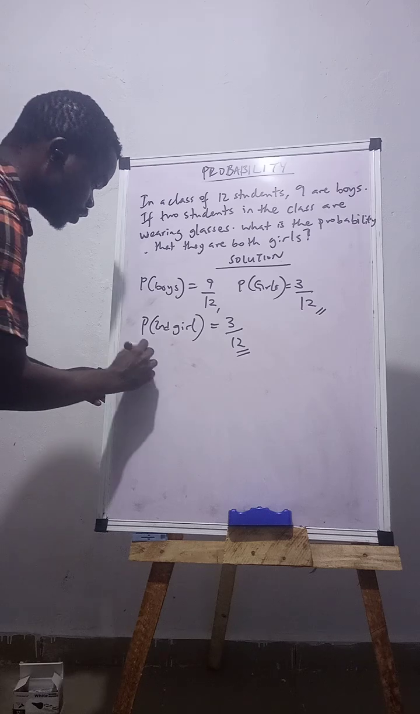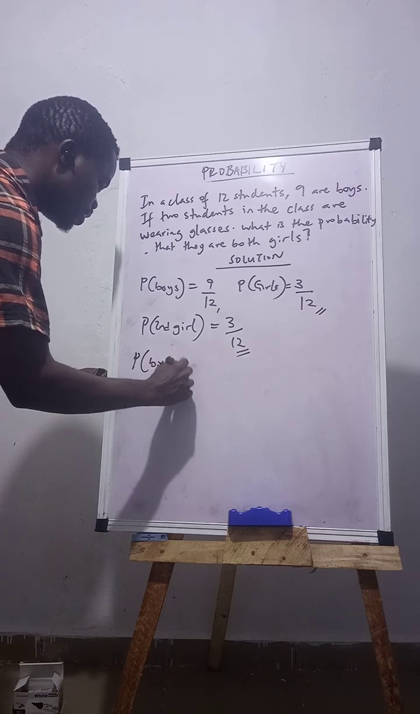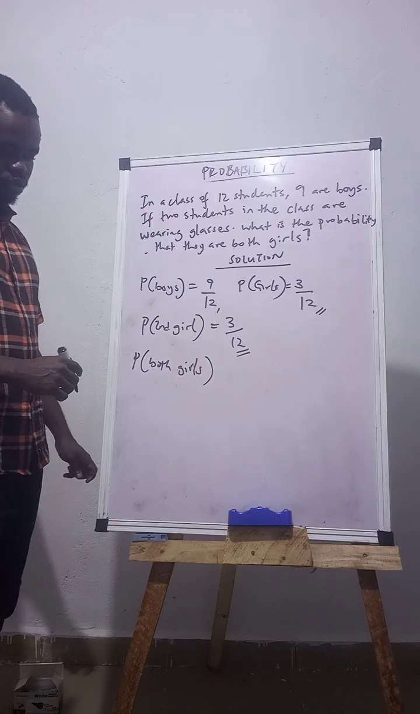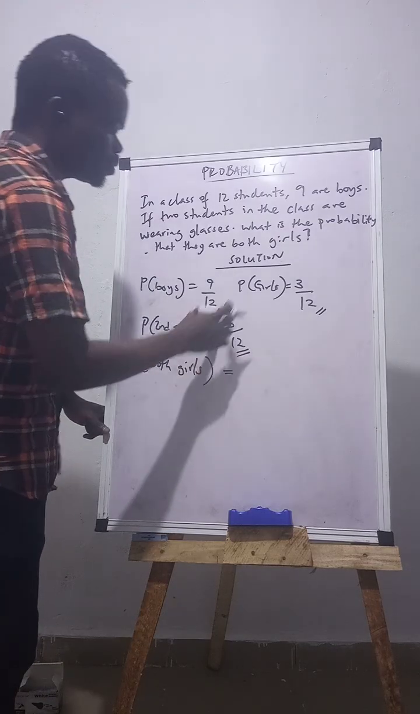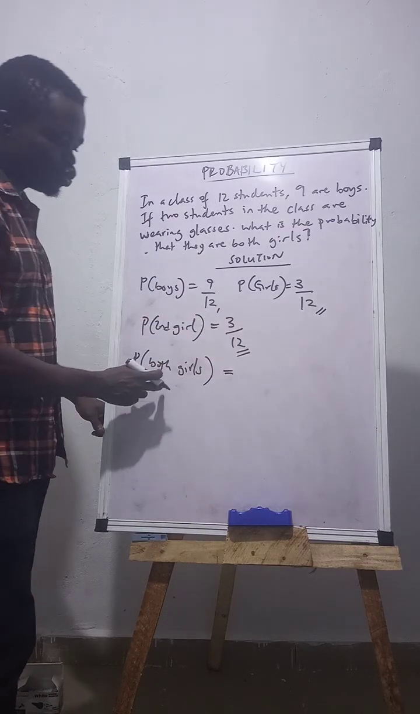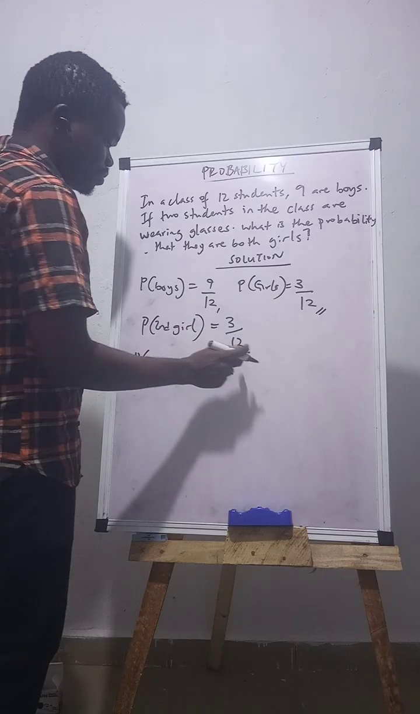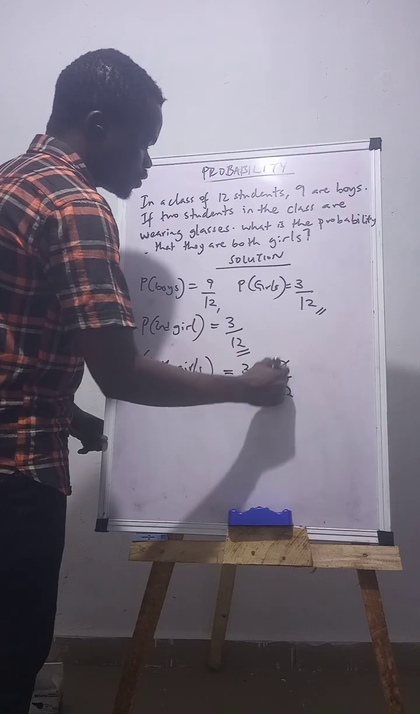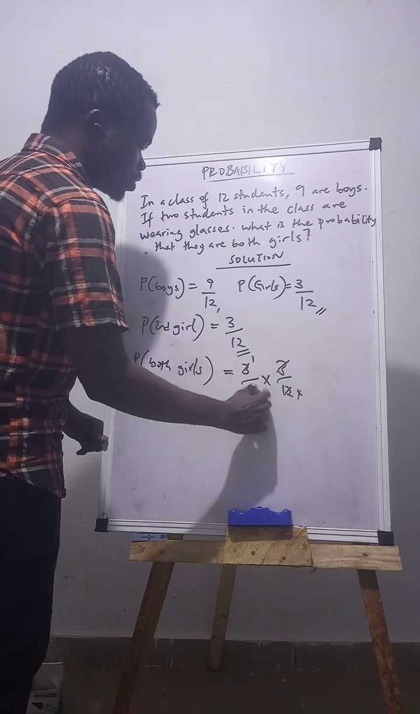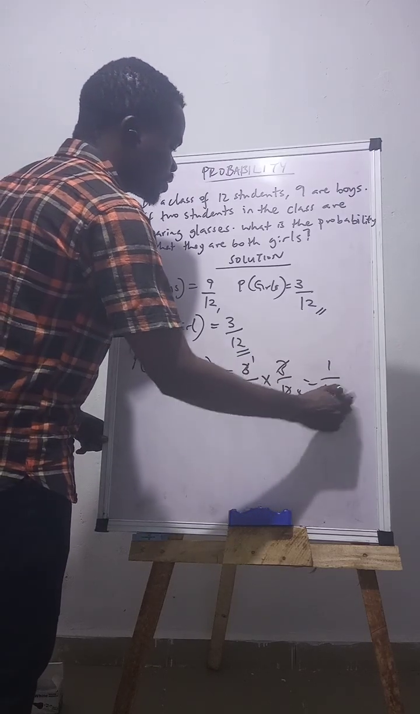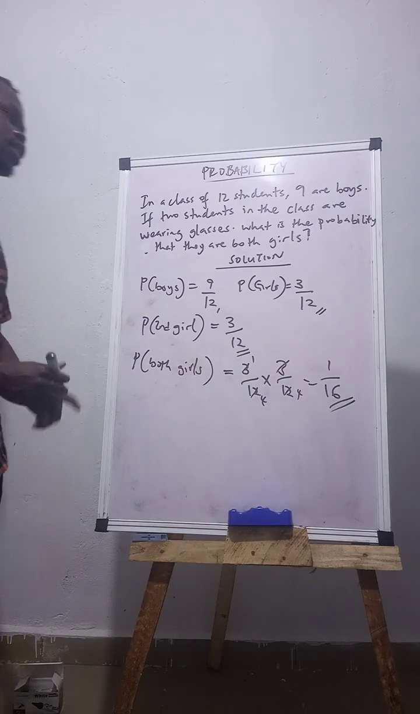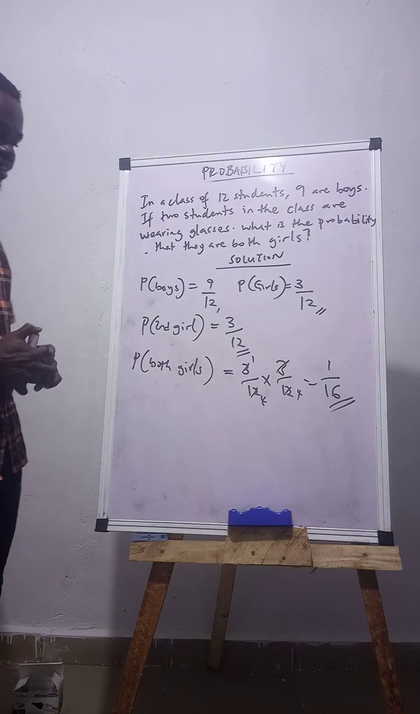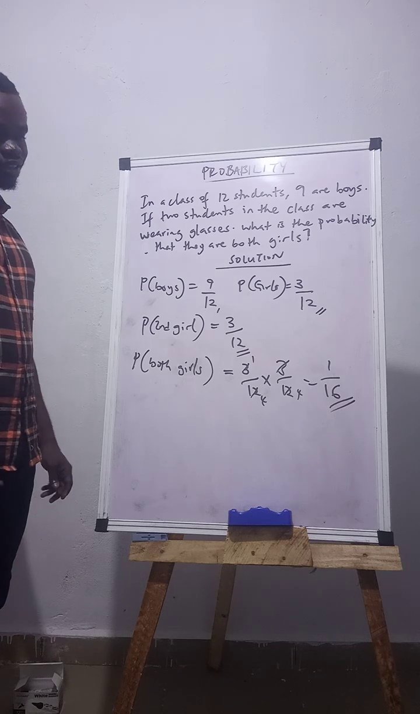Now, the probability of both being girls, you have picked 2 probabilities. Now for the probabilities, remember that both tells you to multiply them. So we have 3 over 12 times 3 over 12. This is 4, this is 4. That's 1 over 16. So that is the probability that 2 girls are wearing glasses in that class. It's as simple as that.